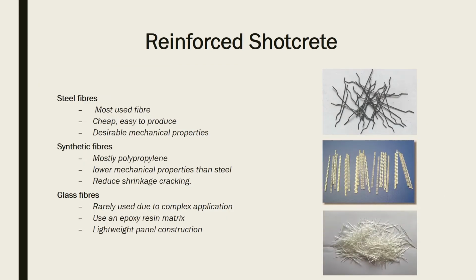Shotcrete is weak in tension, so fibres are combined to improve the tensile and flexural strength. Steel fibres are most commonly used due to their high performance. Synthetic fibres are used less often and mostly for controlling shrinkage cracking. Glass fibres are used minimally for lightweight panel construction.